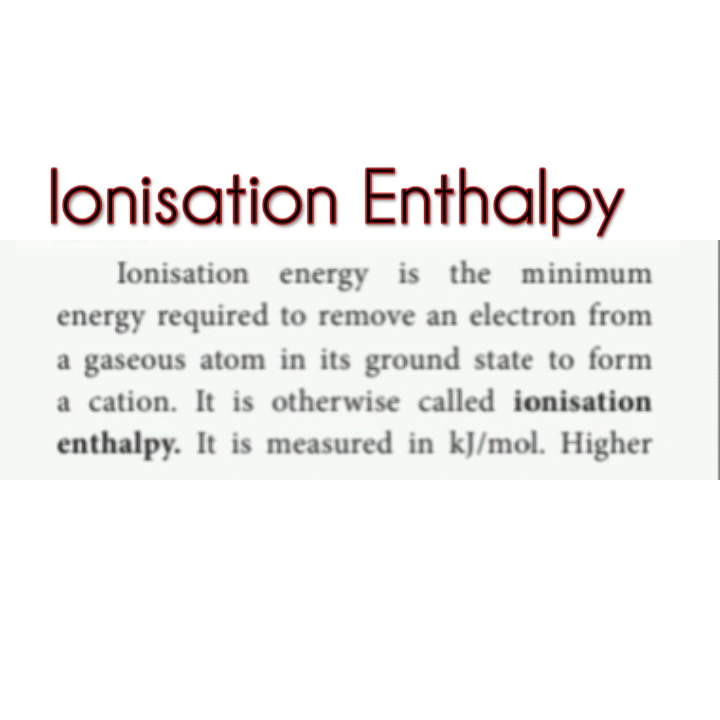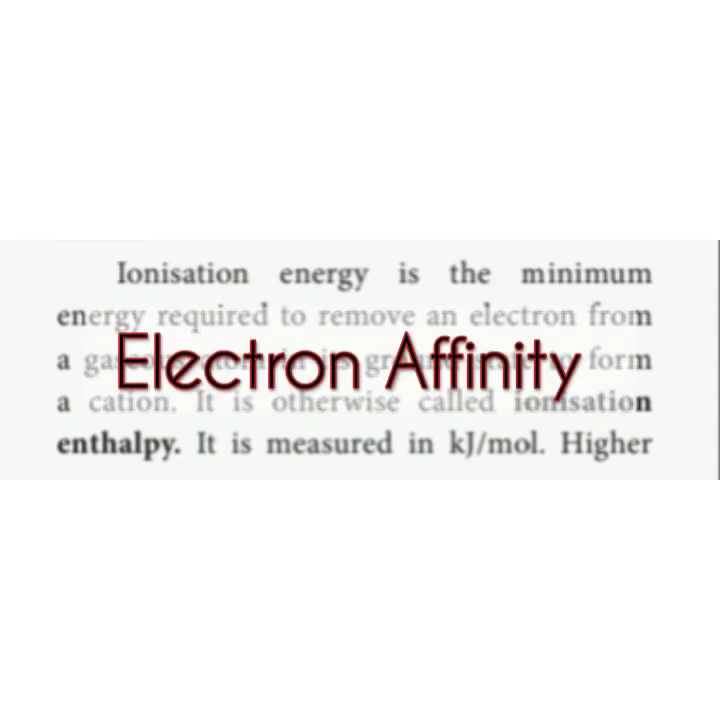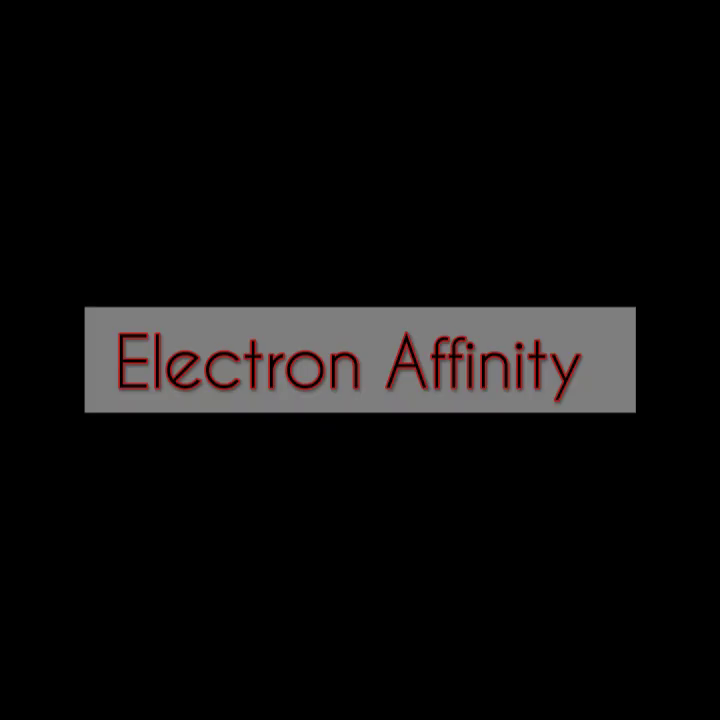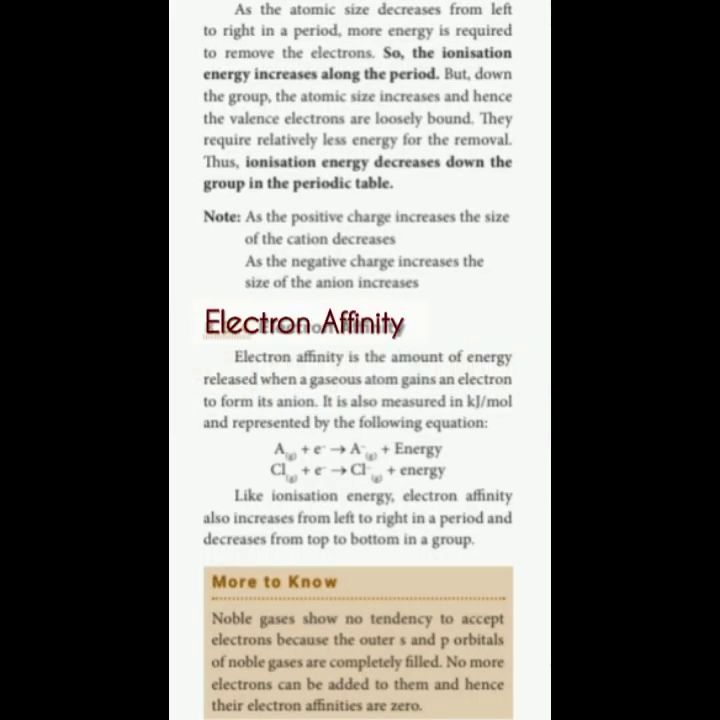If you compare the ionization energy moving from left to right in a period. In the first video I explained what a period and a group are. Now I am going to explain how the ionization energy varies in a group as well as in a period. As the atomic size decreases from left to right, more energy is required to remove the electron. So the ionization energy increases along the period.